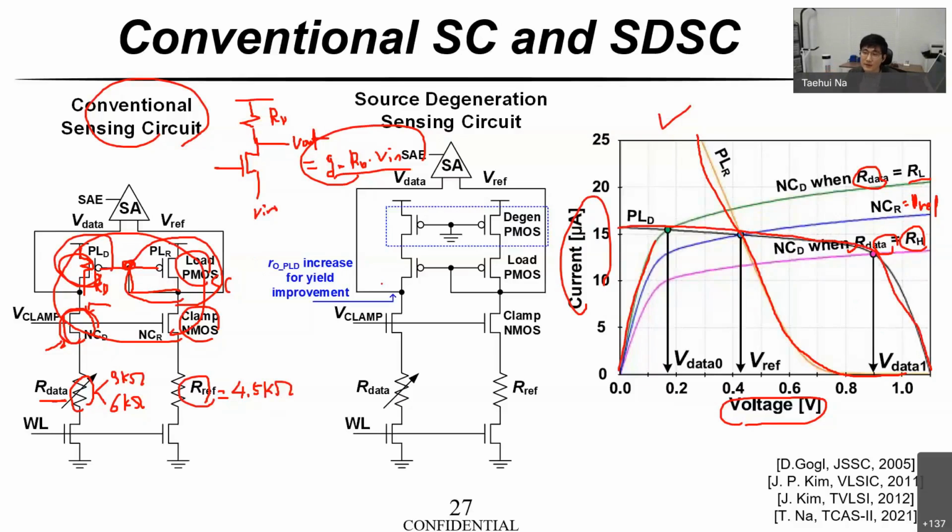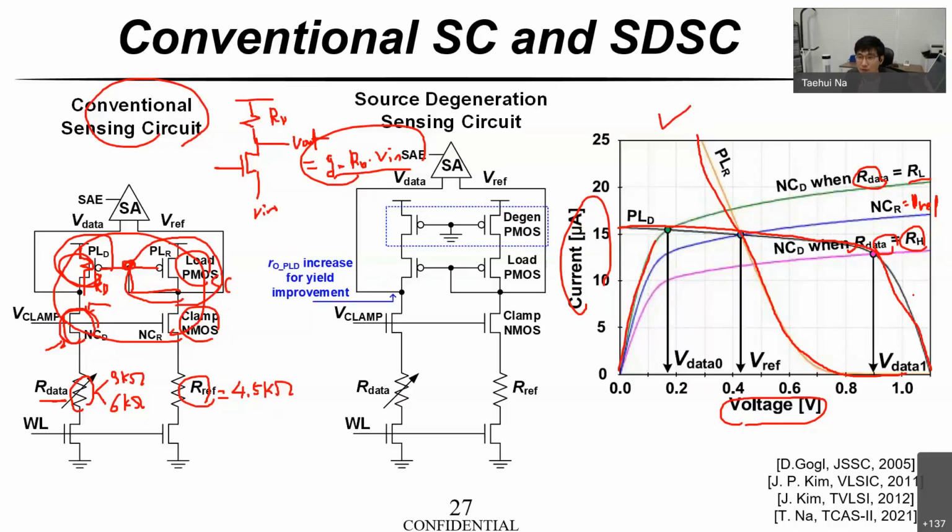Actually, if you are not familiar with this kind of load curve analysis, you may find it very difficult to understand. But if you invest a little more time to understand it, then you can easily follow, and it could be a really important tool that you can utilize in your research topic, now and later.